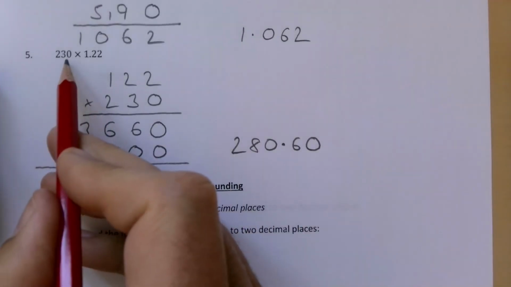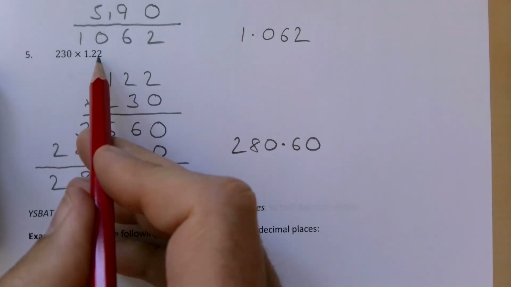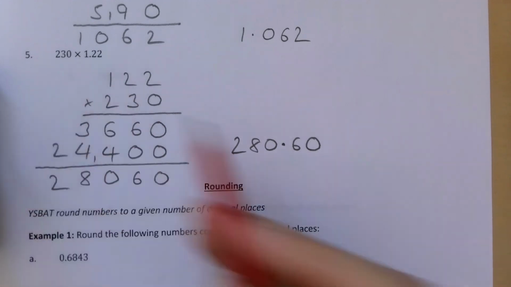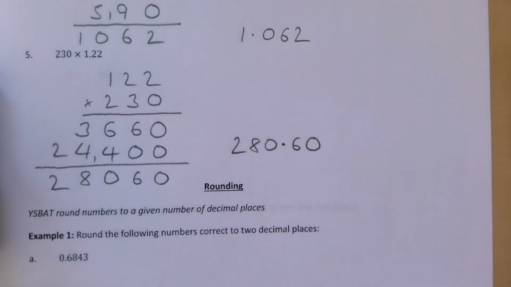Incidentally, common sense should tell you your decimal point is in the right place. You're timesing 230 by 1 and a bit. So it should be over 230 because you're timesing by something slightly bigger than 1, and that is then a bit bigger than the 230. So that looks like a sensible enough answer to me.